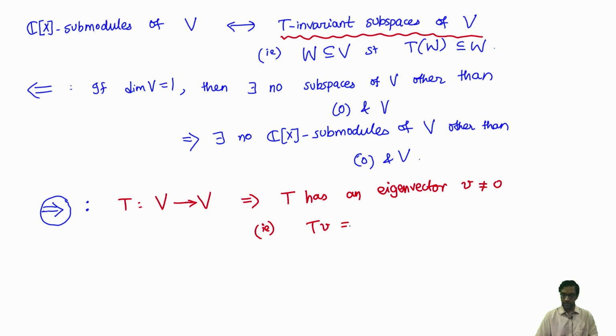When T acts on V, you just get some multiple of V, for some lambda, which is what we call an eigenvalue, for some lambda in C. Now, observe that the fact that when T acts on V you get a multiple of V just means that the complex span of V, CV, is T invariant. It's a T invariant subspace of V.